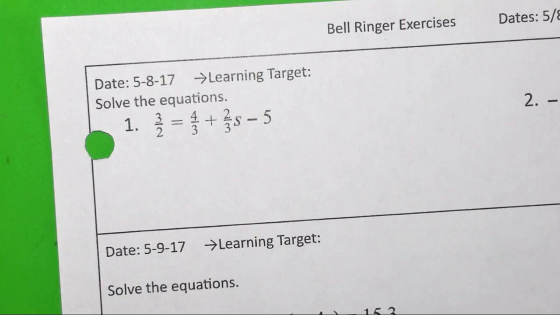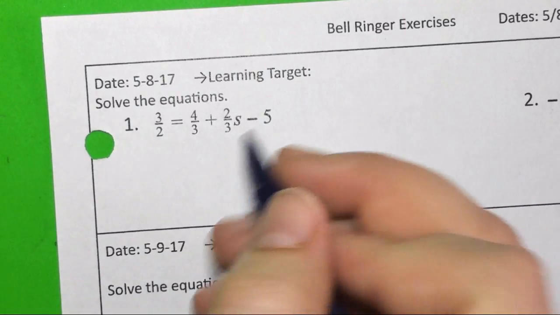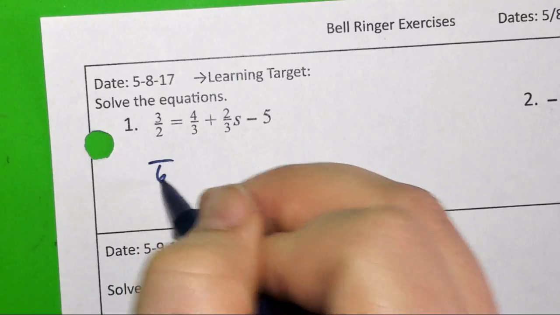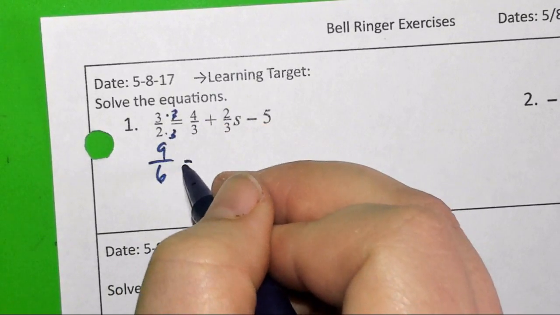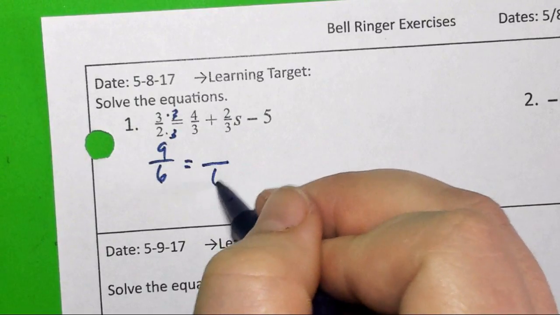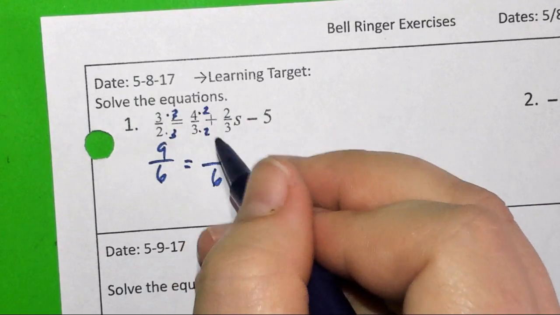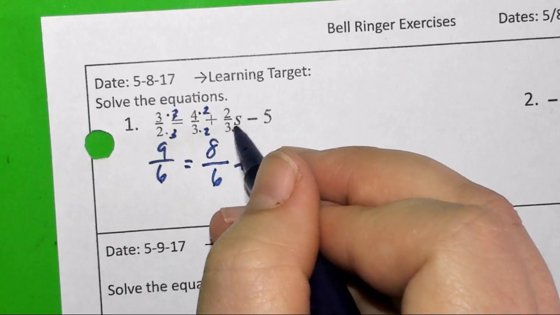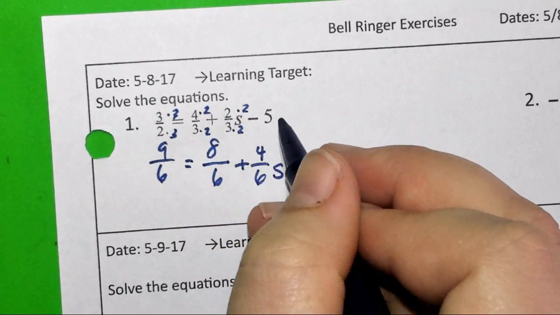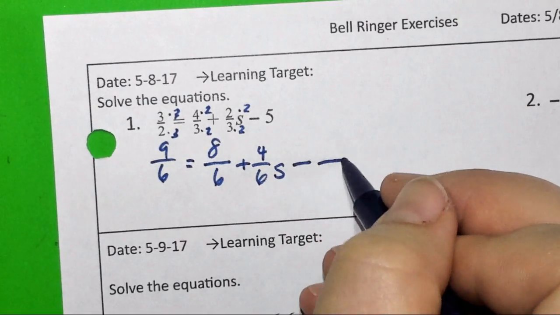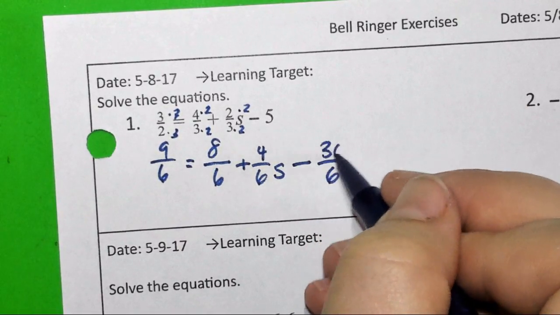What did you do? Okay, what was your common denominator? So that would be times 3. So times 3 would be 9 over 6. If I change this to a 6, that'd be times 2, times 2. That'd be an 8. Times 2, times 2. 4 over 6s. And then minus 30 over 6 reduces to 5.